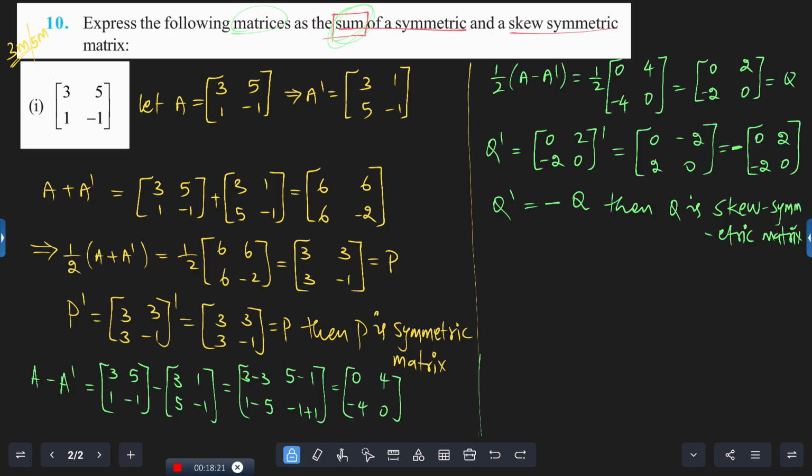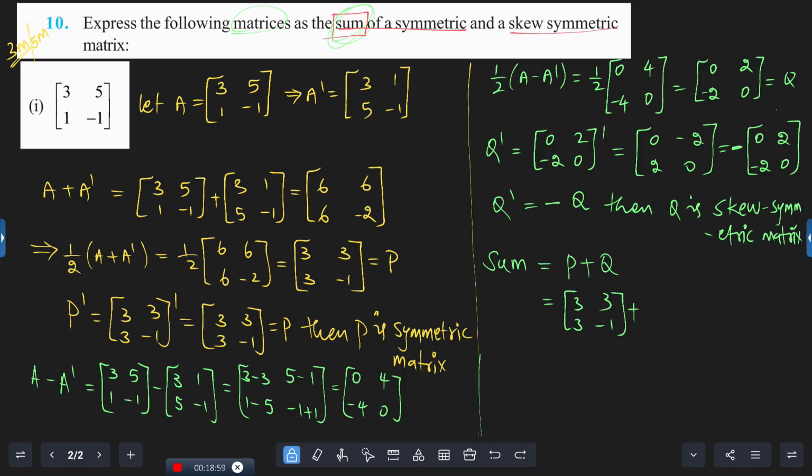Now you show that the sum is equal to P plus Q. What is P actually? Half of A plus A dash. If you want to write that, you can write it, or directly you can just show one by two. Already we have taken the name now, so you write the P value. P is 3, 3, 3, minus 1.